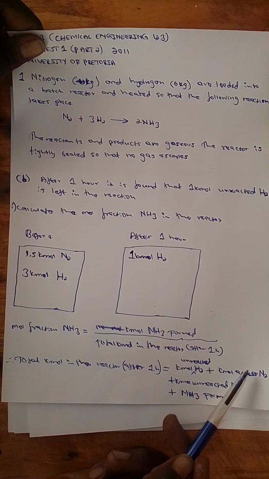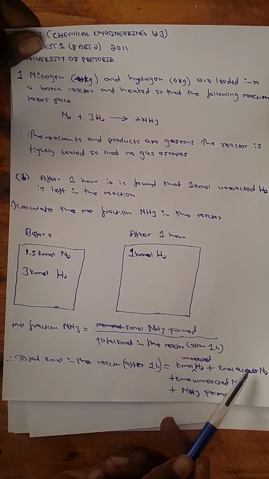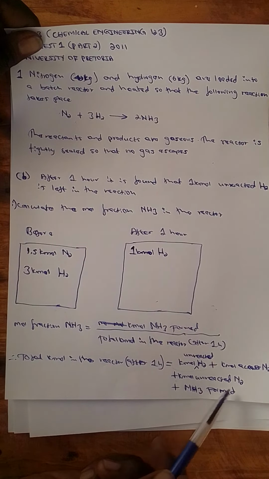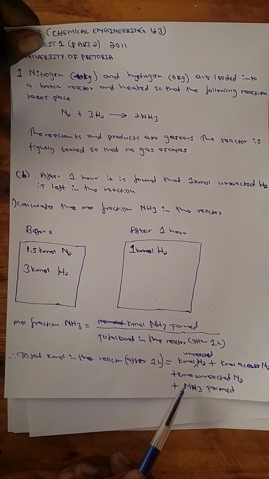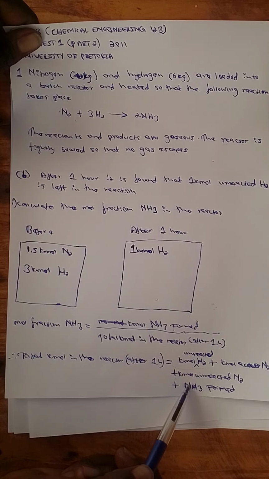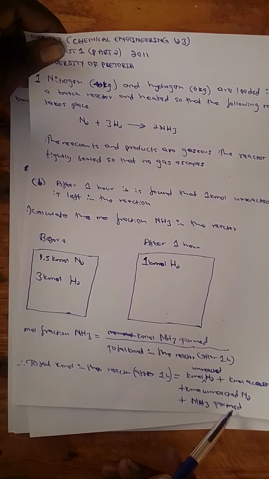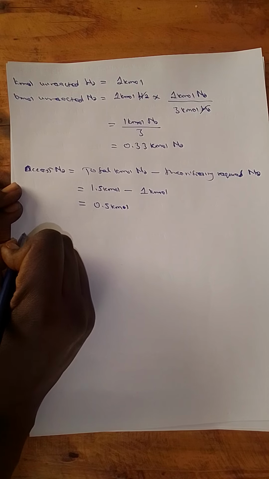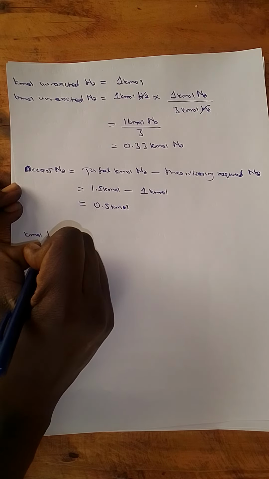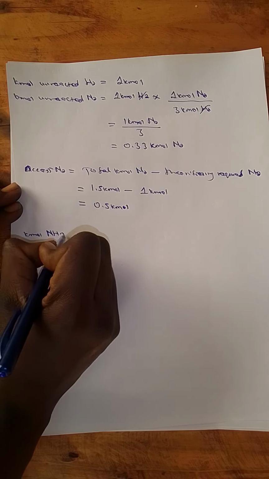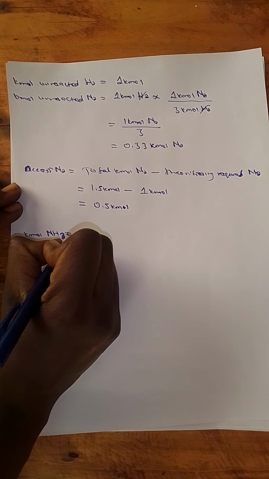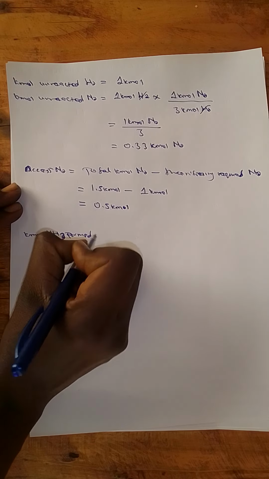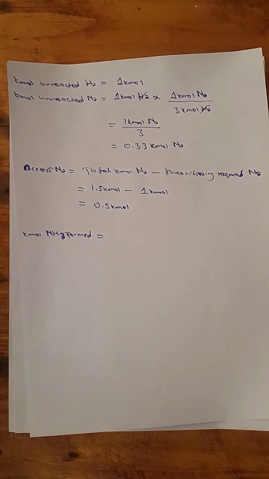And also the unreacted N2, we managed to calculate it. So now we are left with the NH3 formed. For us to find out the NH3, let me write it down here: kilomoles NH3 formed. Let's use the equation.